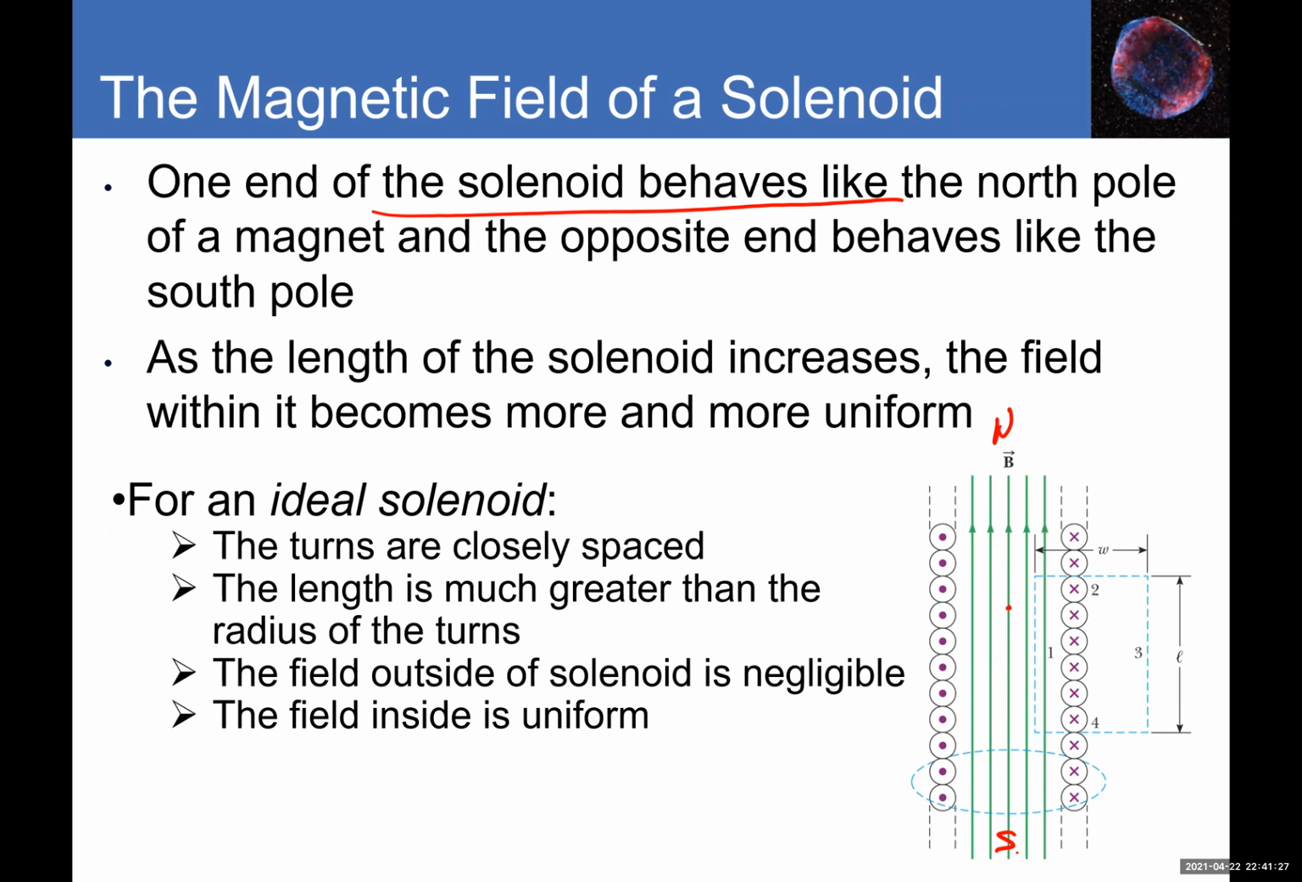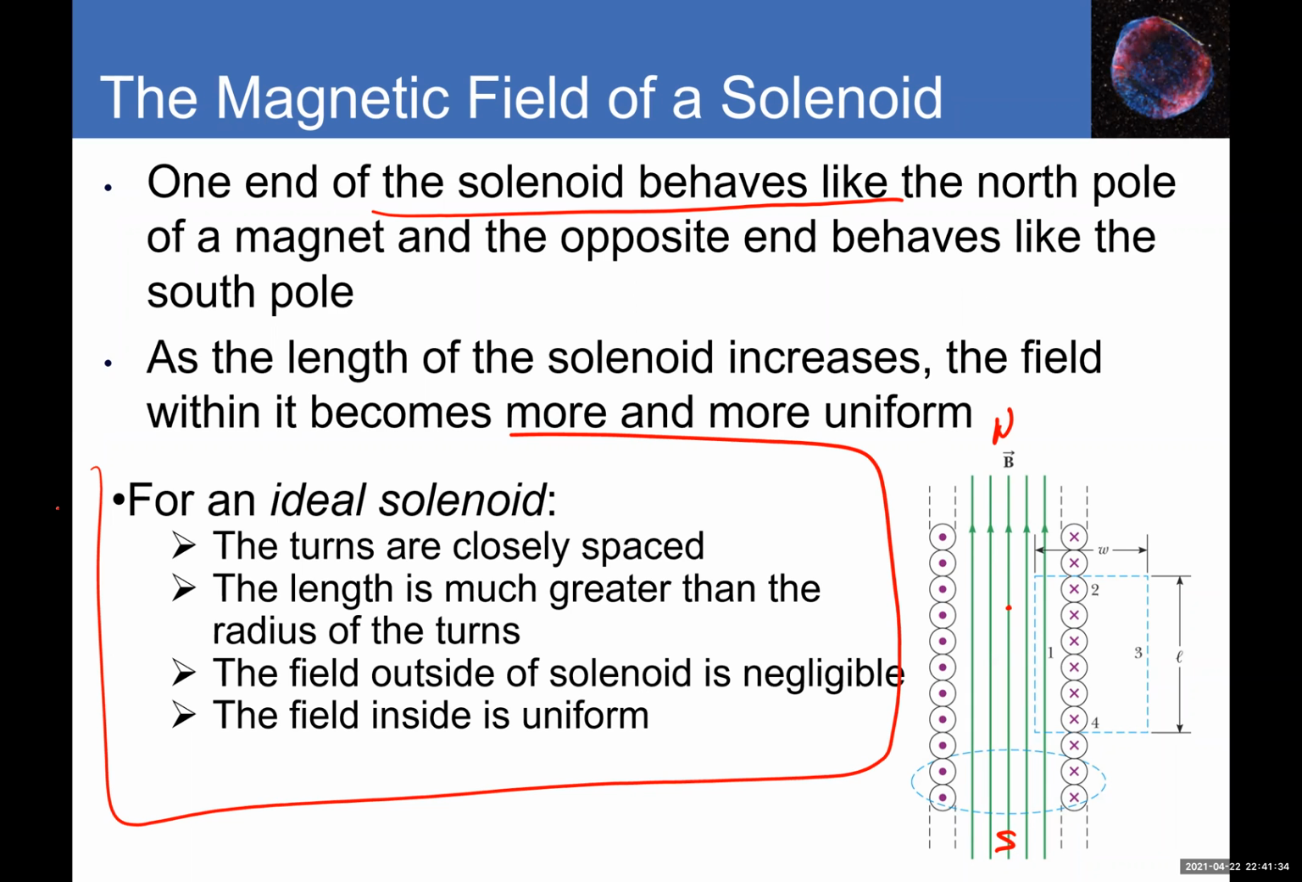And as the length of the solenoid increases, the field becomes more and more uniform. So here's what we have. This is for the ideal solenoid. The turns are closely spaced. The length is much greater than the radius. That means you can ignore the radius. The field outside the solenoid is negligible. I can technically say it's zero if it's an ideal solenoid. Only the magnetic field inside counts, and the field inside is uniform.